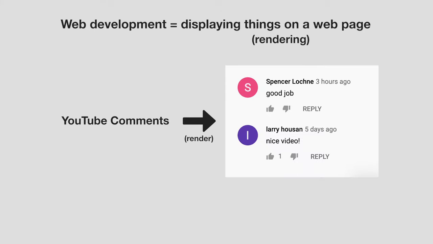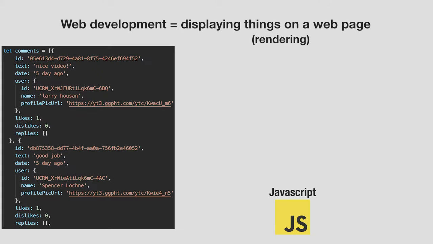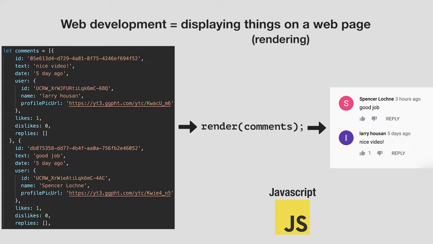Front-end web development is all about displaying things on a web page, also known as rendering. Let's say we have a list of YouTube comments and we want to render it on a web page to look like this. We could create this using HTML and CSS, but every video has different comments, so we need to write different HTML for every video on YouTube. A better solution is JavaScript. We save the comments in a JavaScript object and then write some code to render it. If we need to render different comments, we just swap out the comments.